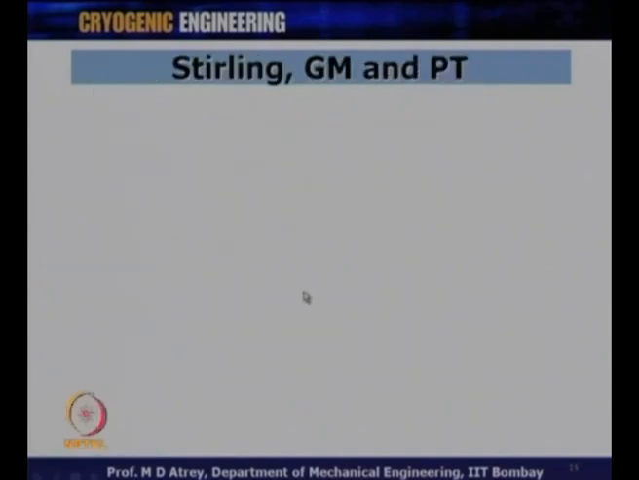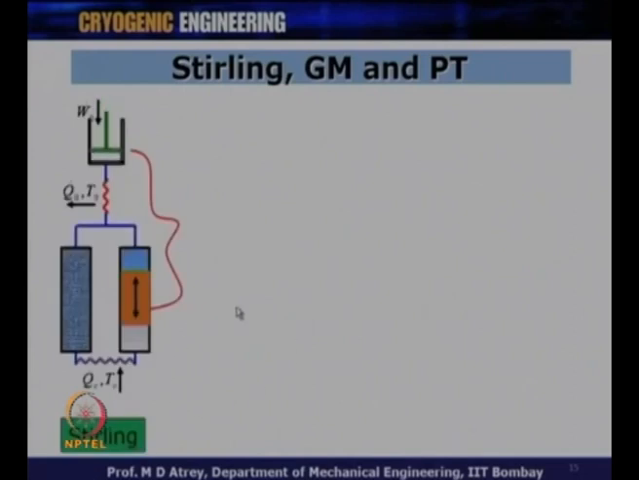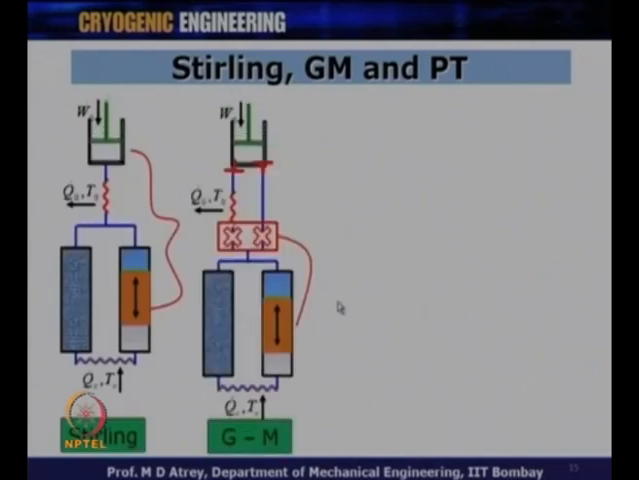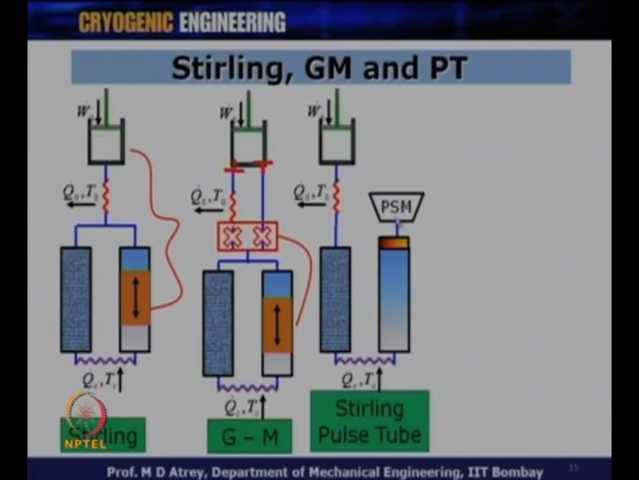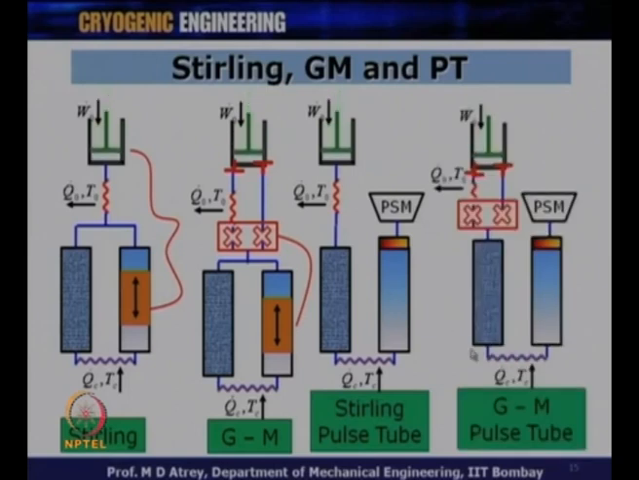So, if I want to see all three together, the Stirling, the GM and the pulse tube cooler, they would look like this. This is the Stirling cryocooler, this is the GM type cryocooler, and this is a Stirling type pulse tube cooler. In a Stirling type pulse tube cooler there will not be any wall, and therefore this is a very compact and miniature unit. We can also have a GM type pulse tube cooler. The moment we have a wall between the compressor and expander, this will be called a GM type pulse tube cooler. So, very important to understand.